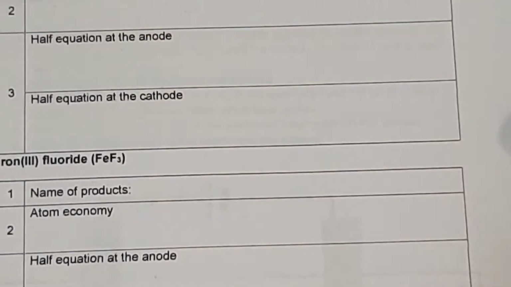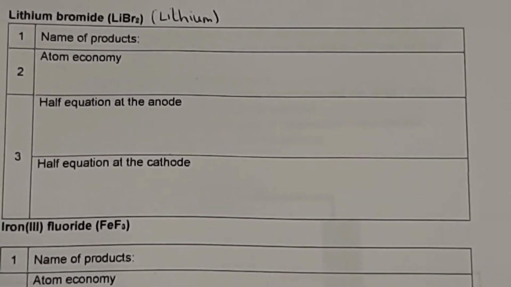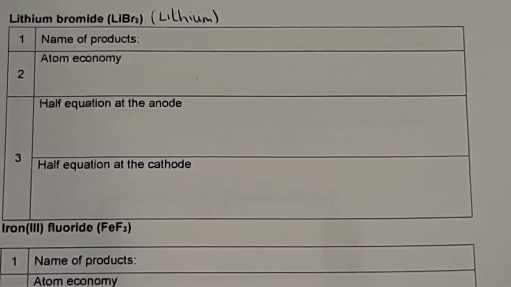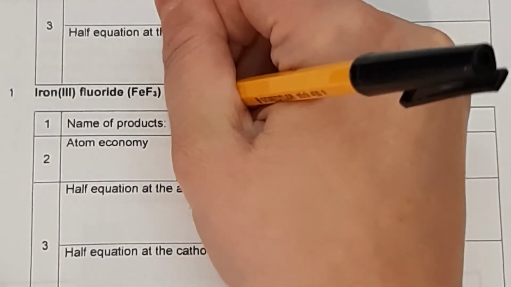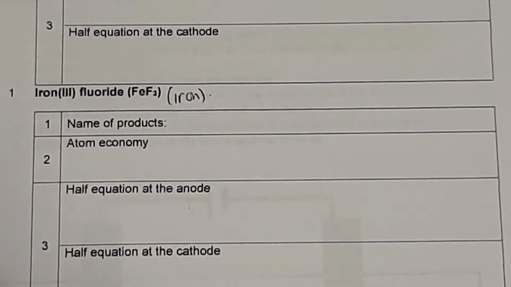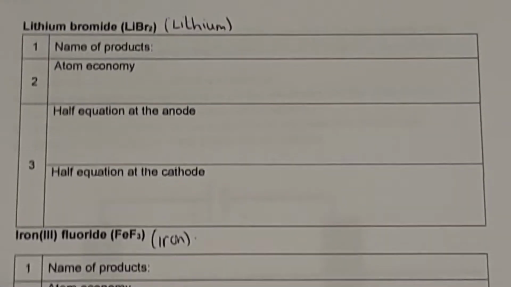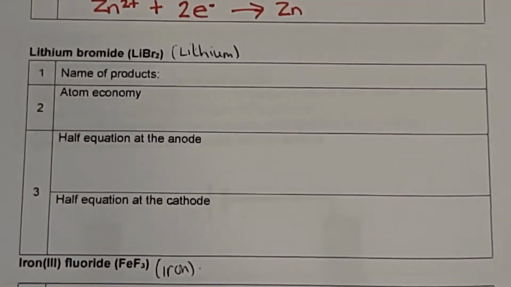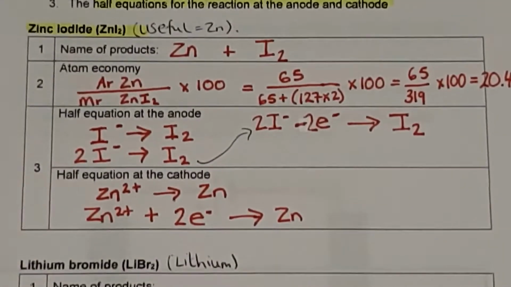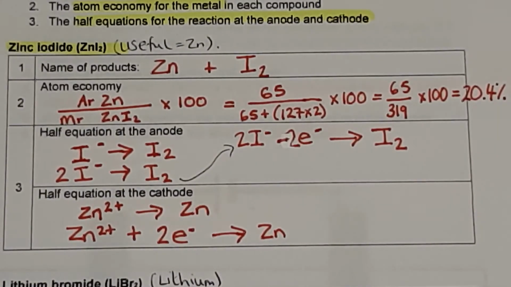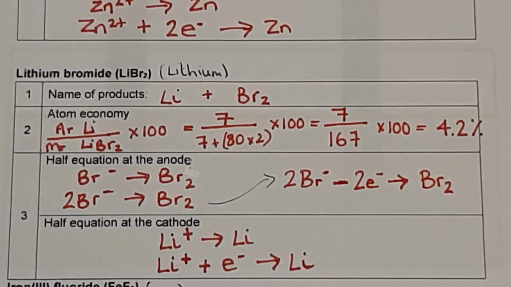We would need that lithium for lithium batteries, for example. And for the iron fluoride, the useful product is iron. Okay, so remembering those two things, that it's lithium and iron, the metals that are the useful products, I'd like you to pause the video and work through those now, please. Okay, so let's go through those.